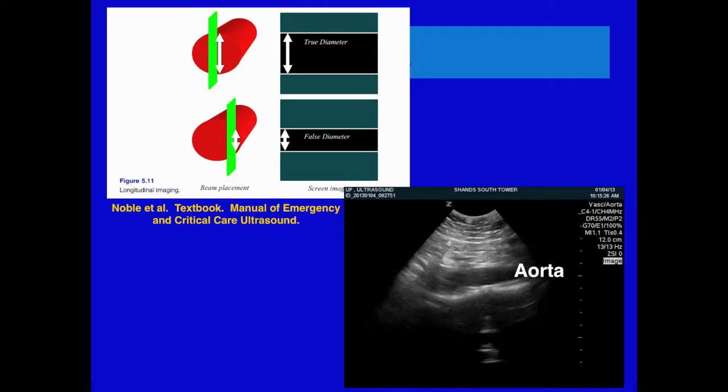As you can see on the top left, if you use longitudinal imaging, the true diameter of the lumen can be misdiagnosed. If you cut the plane not in the center of the longitudinal view, you can severely underestimate the size of the aorta.